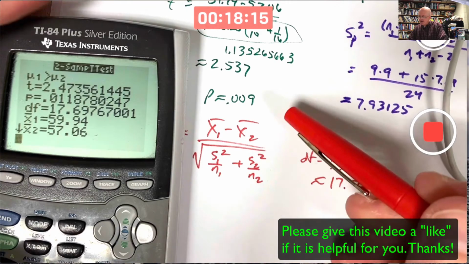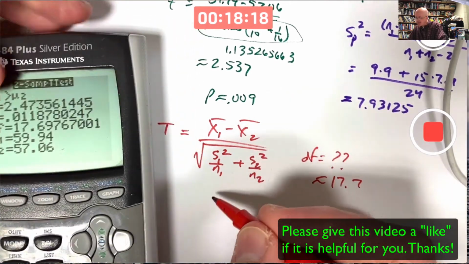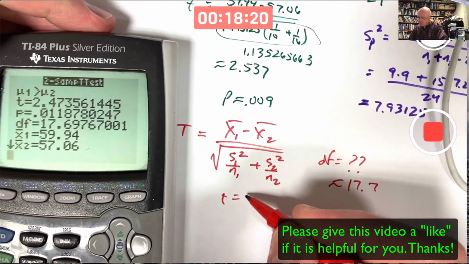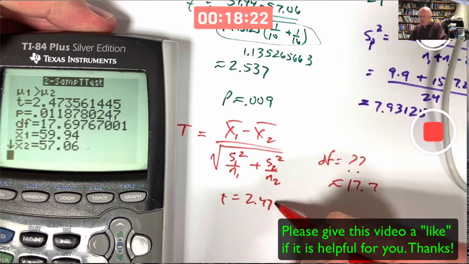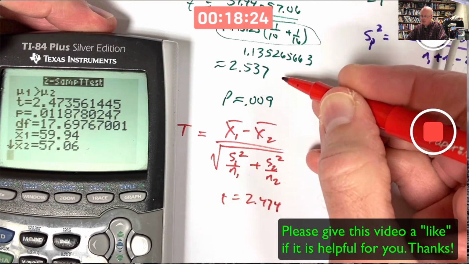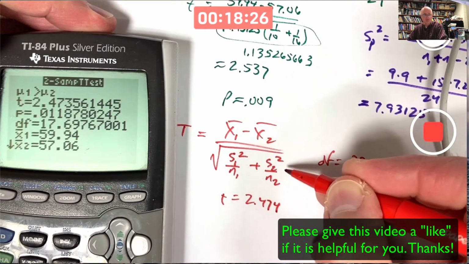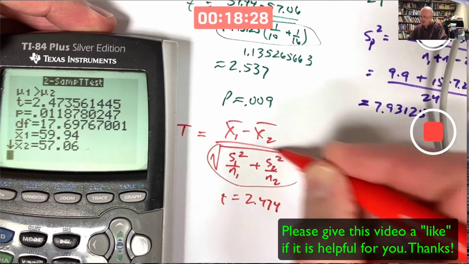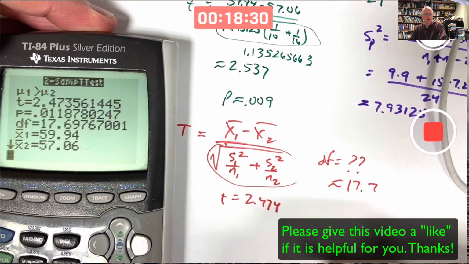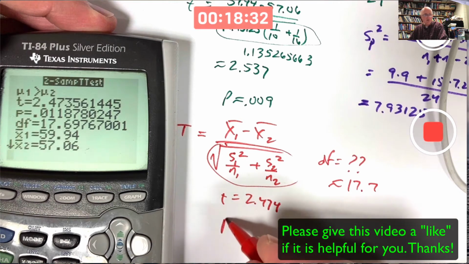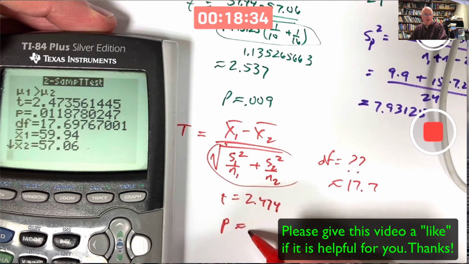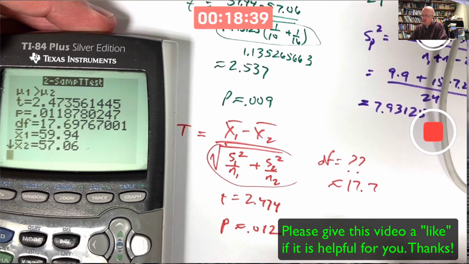The t-statistic value, which we should report here, is 2.474. Yes, that is a little different than 2.537, again, because we're dividing by something different. You could double check by computing this that we get that. I won't take the time to do that. And the p-value is a bit bigger, 0.012 if we round to the same number of decimal places up there.